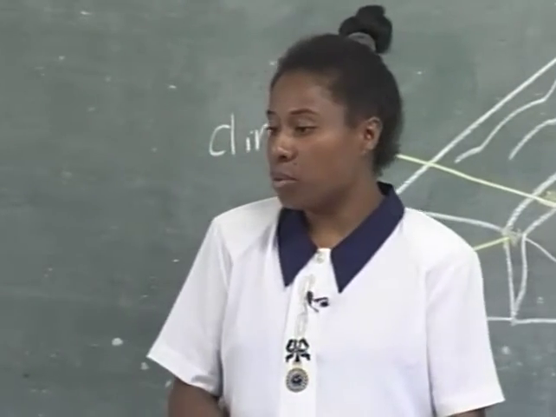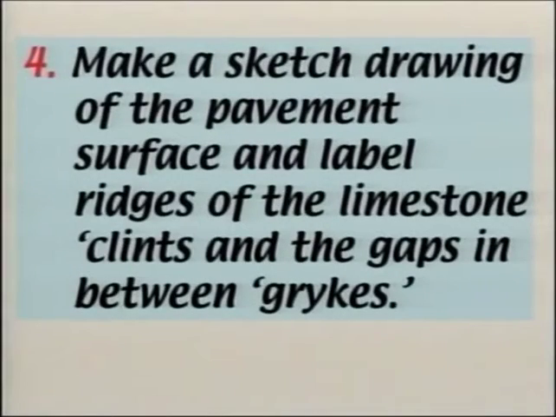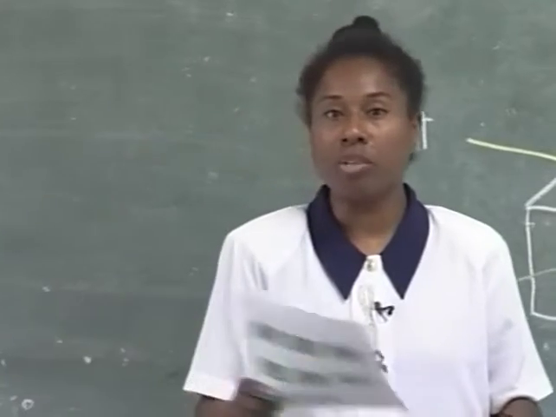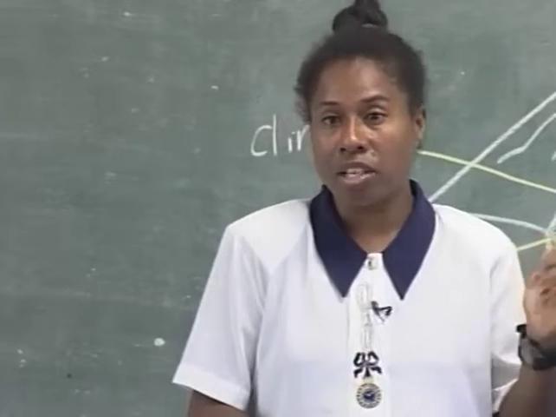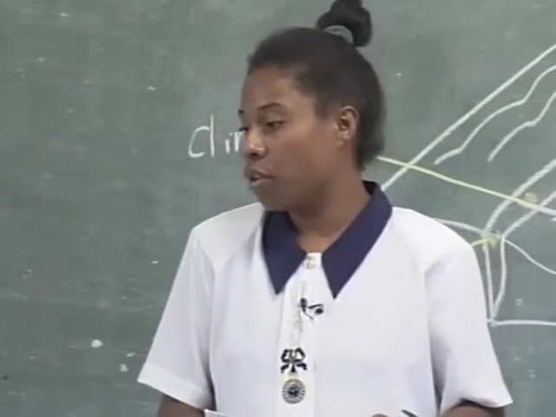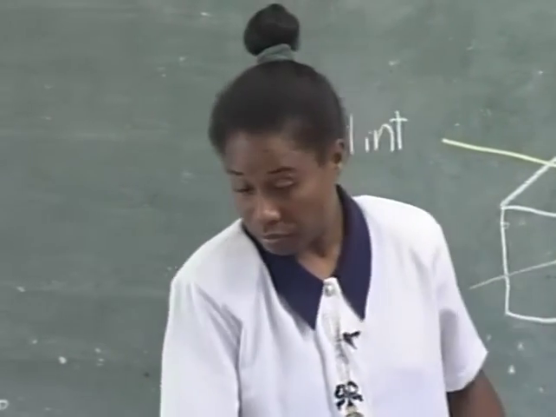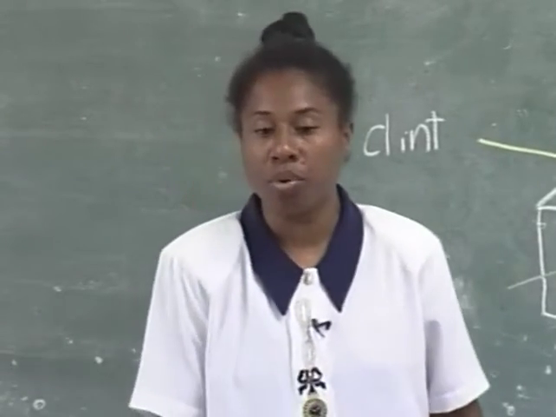Okay, the activity was, you were supposed to make a sketch drawing of the limestone pavement, and from that sketch drawing, you were supposed to label the ridges of the limestone as clines and the gaps in between those ridges as grikes. So from that sketch, we will have Trawen to come up to the front, and he is going to actually explain to us his sketch plus the labeling of the features for that particular activity. And the rest of you, you can double check and correct your work.